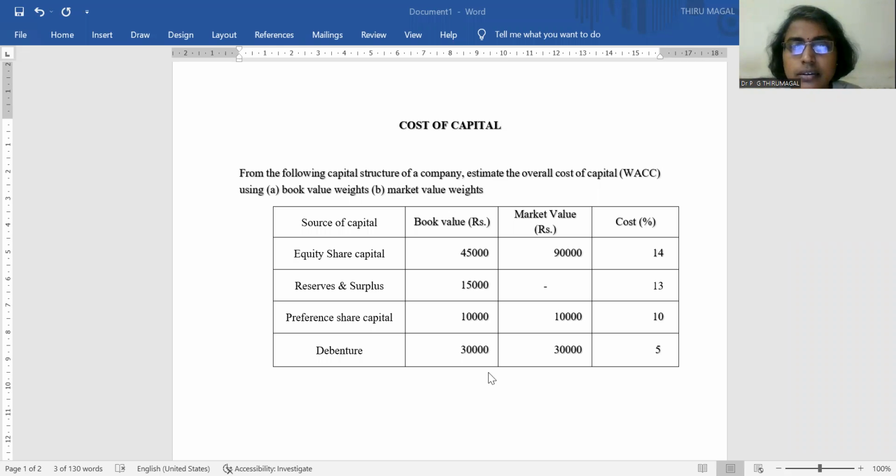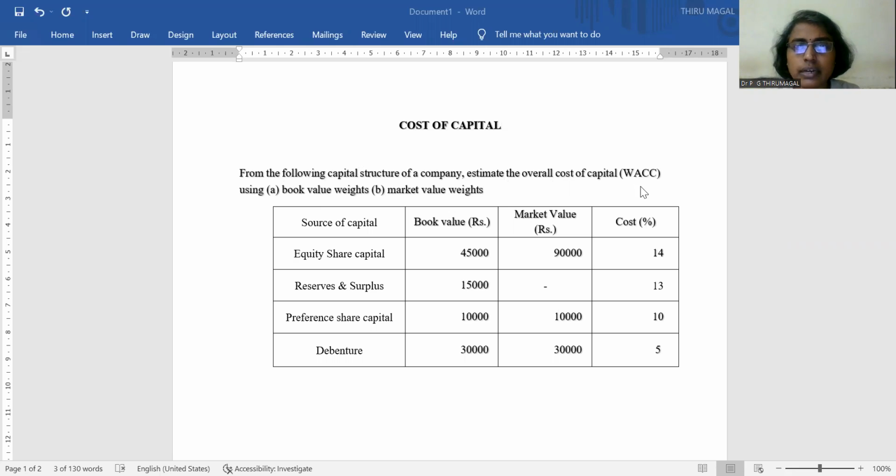So now let's talk about the cost of capital. The detailed description of what cost of capital is, and what the different sources of capital are, has been discussed already. Now let's solve this problem. The problem given is: from the following capital structure of a company, estimate the overall cost of capital, that is WACC, weighted average cost of capital.